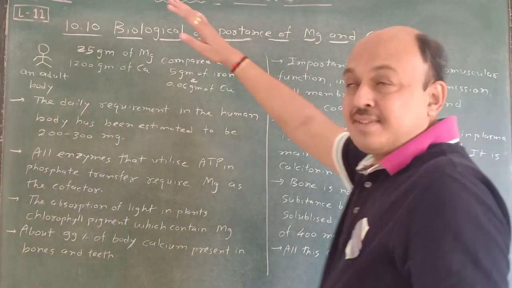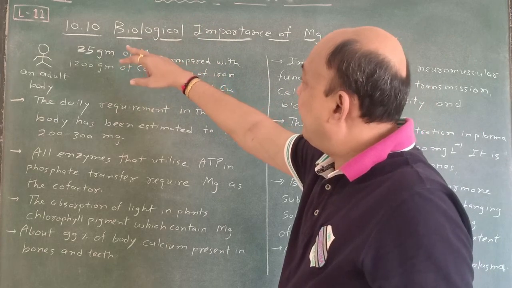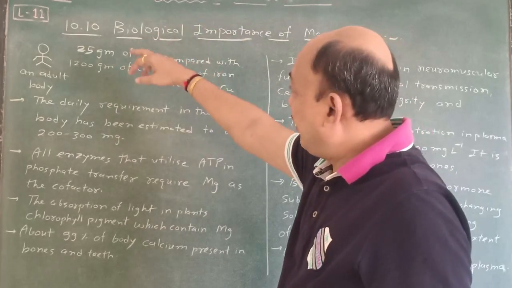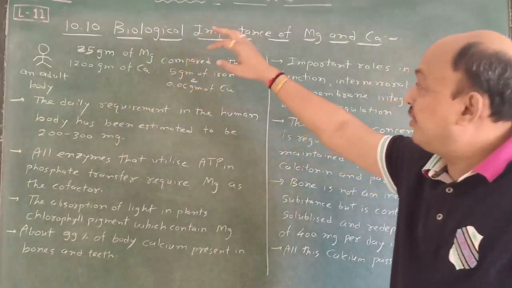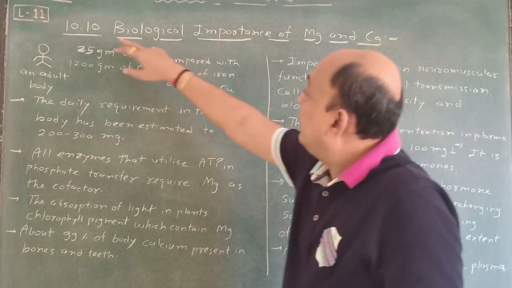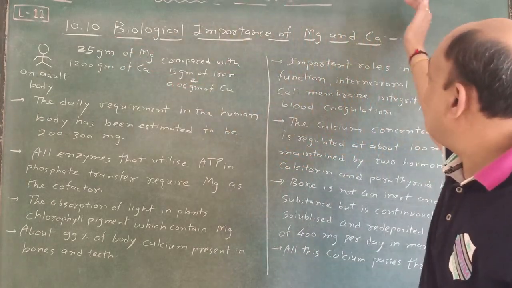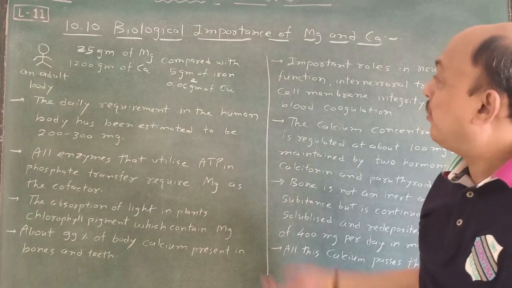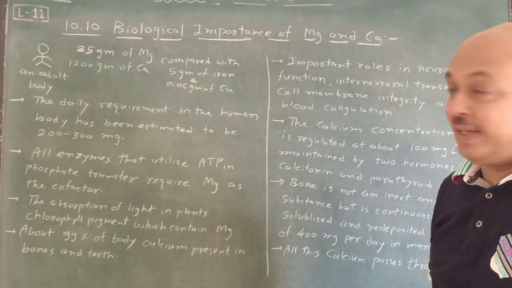It is 10.10. Looking at the earlier lecture, 10.9 was there, so a correction is required: instead of 10.5, consider 10.9. So here it is 10.10, biological importance of magnesium and calcium.